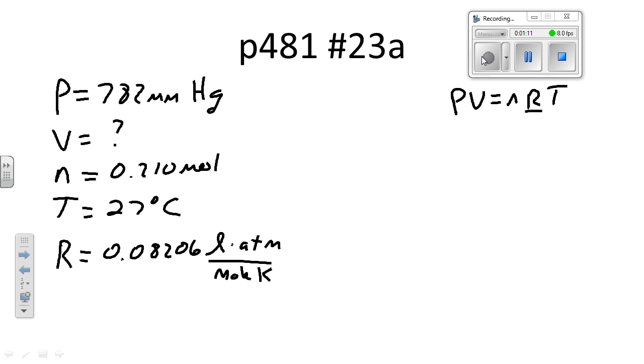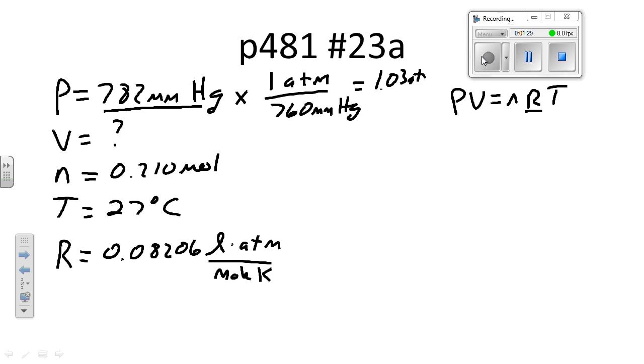So for example, this is going to have to be converted. So we're going to need to remember that 1 atmosphere is by definition 760 millimeters of mercury. And that is 1.03 atmospheres. And the other thing is that we are going to have to add 273 to this, which gives us 300 kelvins. Please don't put the degree sign on kelvins.